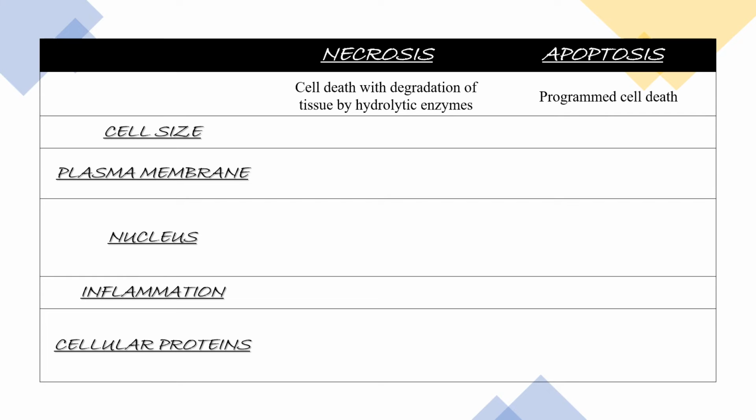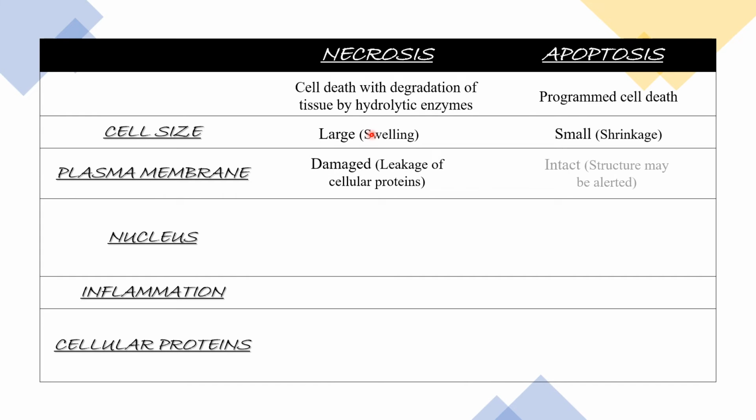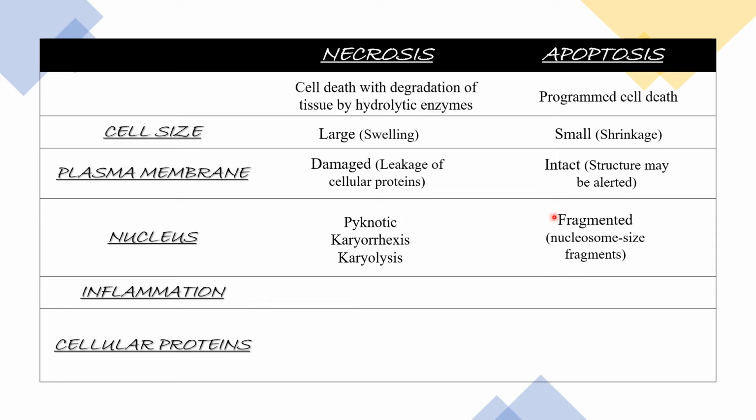So what will happen to the cell size? In necrosis, the cells will become large, there will be swelling of the cells, whereas in apoptosis there will be shrinkage of the cells. What will happen to the plasma membrane? In necrosis, the plasma membrane will be disrupted, whereas in apoptosis it will be intact, the structure will never be altered. In necrosis, the nucleus can show one of the changes, such as pycnosis, karyorrhexis or karyolysis, whereas in apoptosis it will only be fragmented.